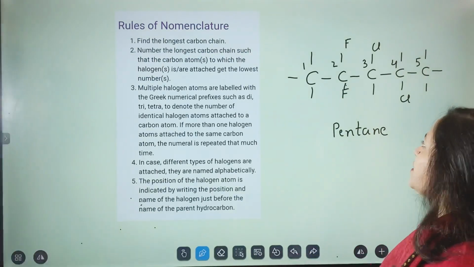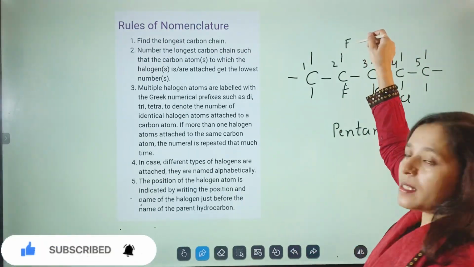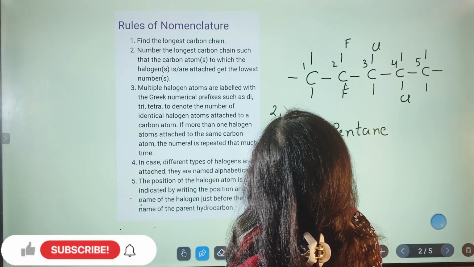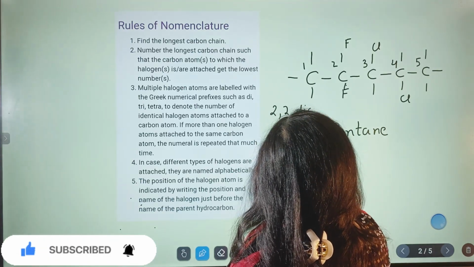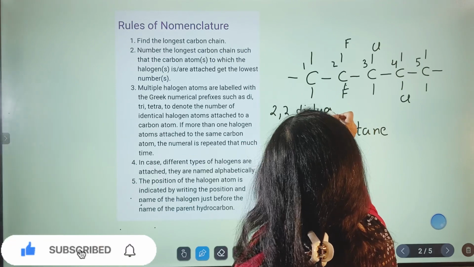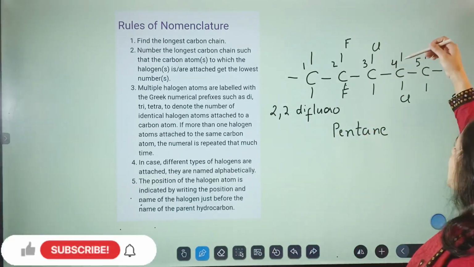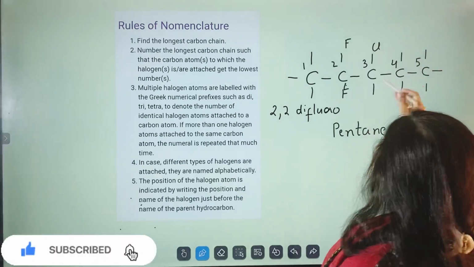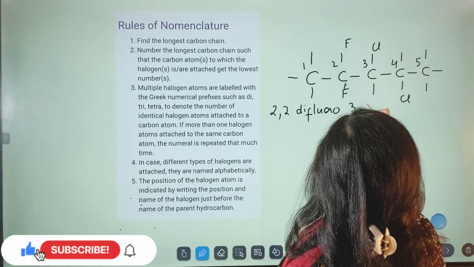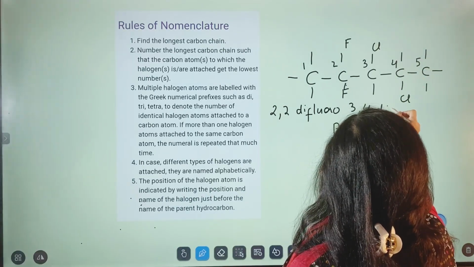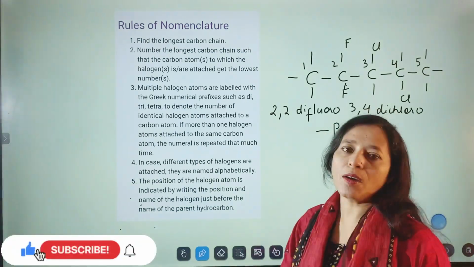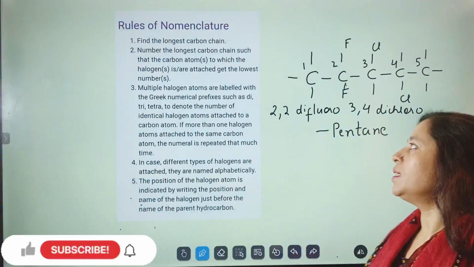Since at position 2 there are 2 fluorine atoms, we will take it as 2,2-difluoro. Then the positions of the chlorine atoms: one at 3 and the other at 4. So we will take it as 3,4-dichloropentane. So this is how you are going to name the haloalkanes.